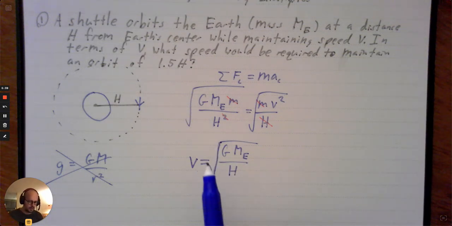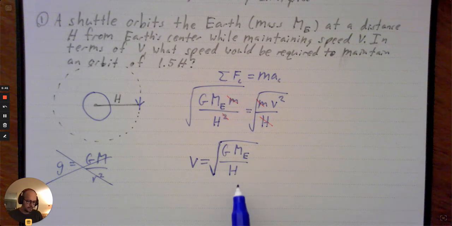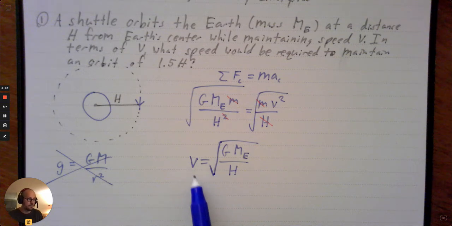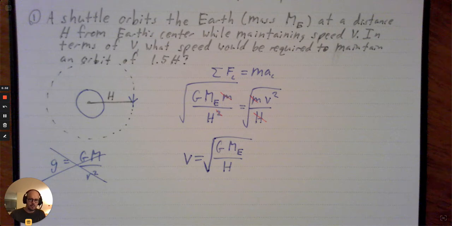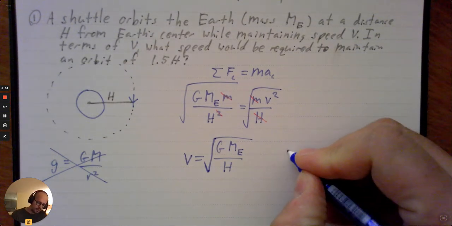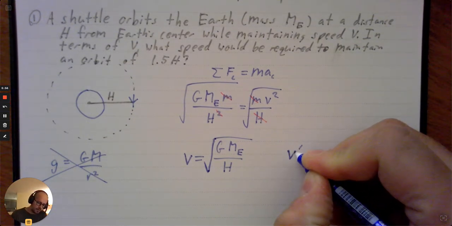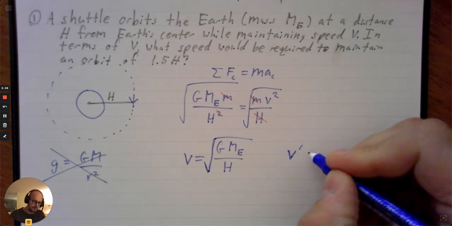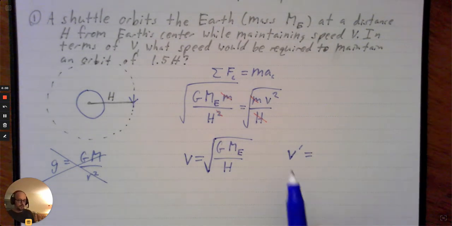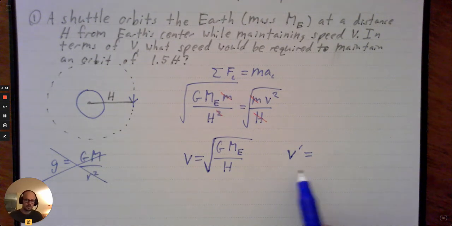The shuttle orbits the Earth at a distance h from the Earth's center, and it maintains a speed v. So this is the before picture. And then to actually solve the question, we want to identify the after picture. So I'm going to prime my variable, so v prime. This will eventually be what my answer is, whatever the value of this is in terms of v.